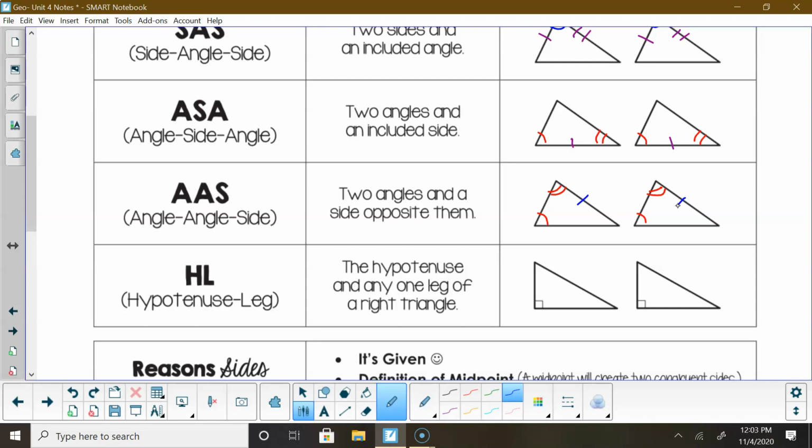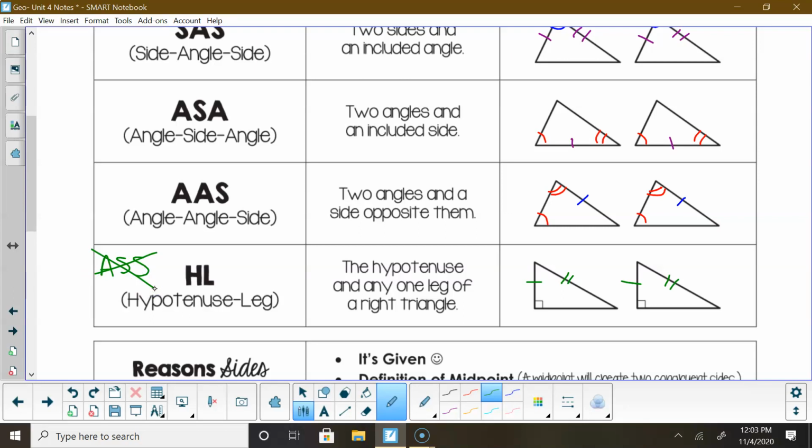The closest we get to angle, side, side is hypotenuse, leg. And it's right angle, leg, leg, hypotenuse, hypotenuse. Alright, now if you look, it's the right angles that they share. Sides, sides.